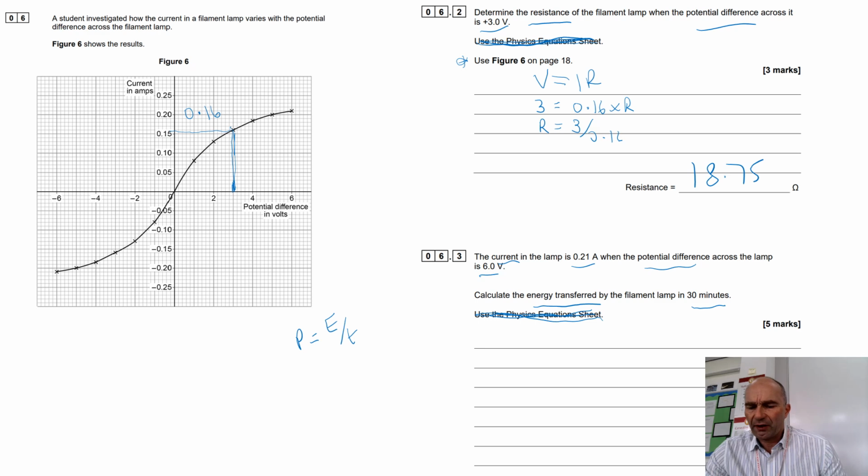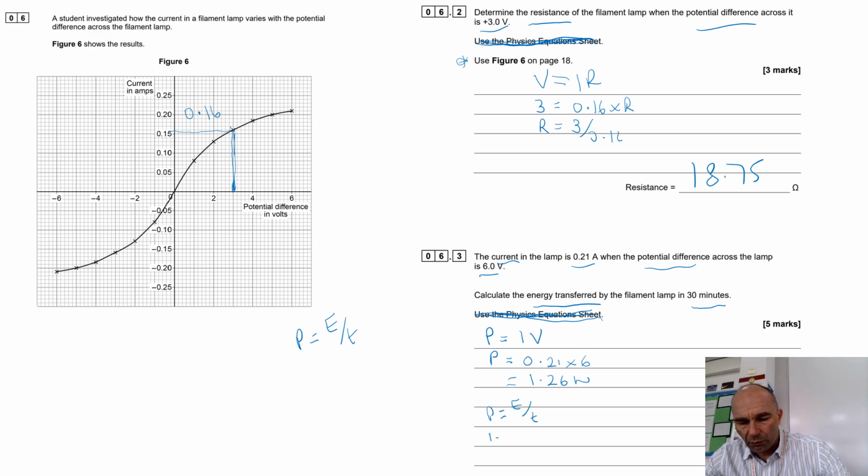The only downside here is we don't have power, but if you look at the first sentence, we've got the potential difference, we've got the current. So we could use, to begin with, power is current multiplied by potential difference. That means the power is 0.21 multiplied by 6 volts. That comes out as 1.26 watts. We now use P equals E over T.